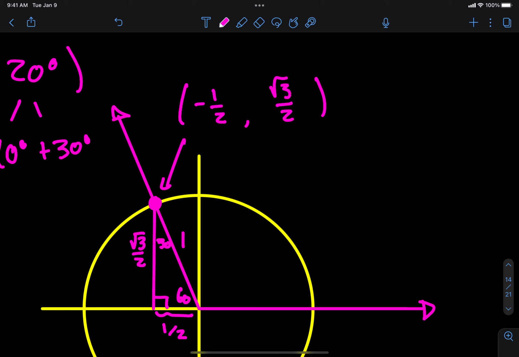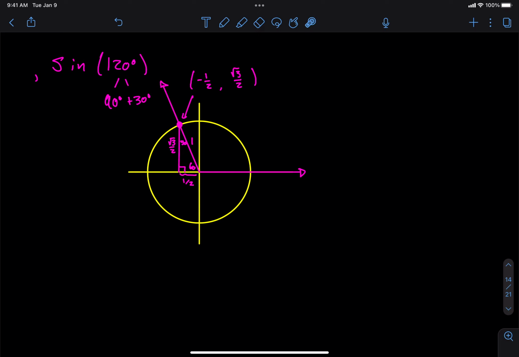Okay? So I'm not quite done yet, am I? Because my goal is to figure out what is sine of 120. So what is it going to be? Yeah, square root 3 over 2, because sine of 120 should be the y-coordinate of this point. If I look at the y-coordinate of this point, it is square root 3 over 2.